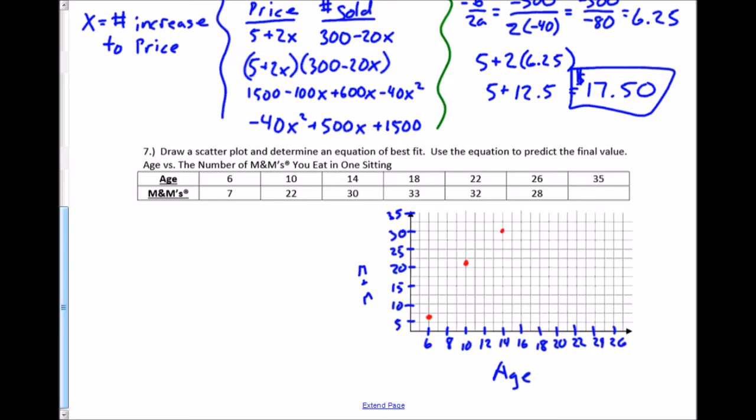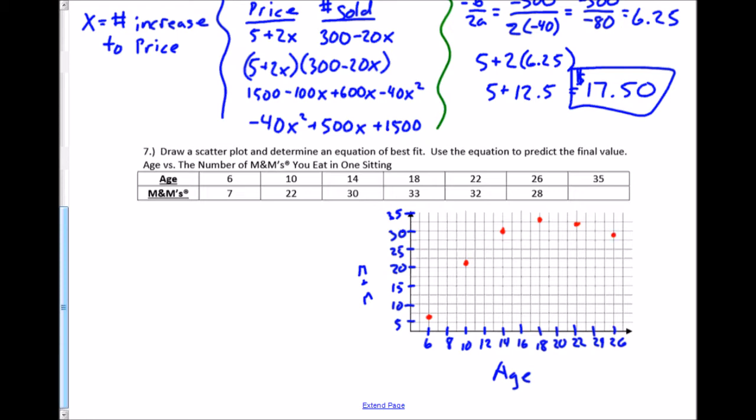14, 30, 18, 33, 22, 32. Sorry, it's actually a little off here. 18, 33 is right about here. 20, 32 is down here a little bit. And then 26, 28 right around here.